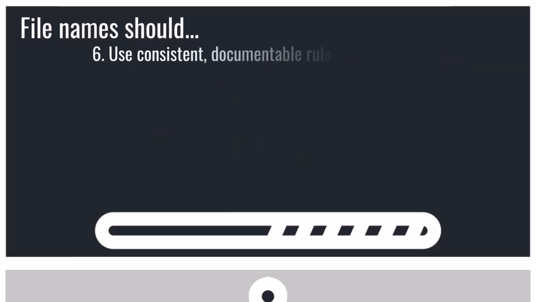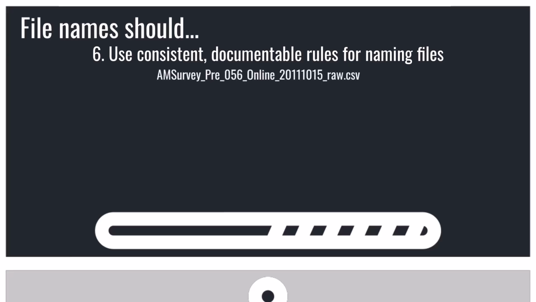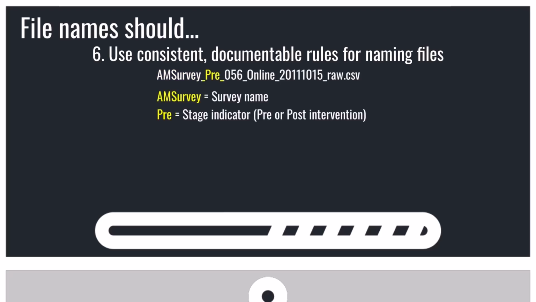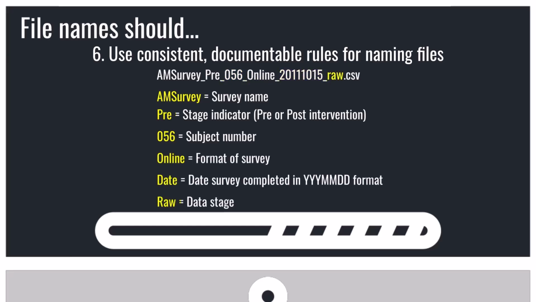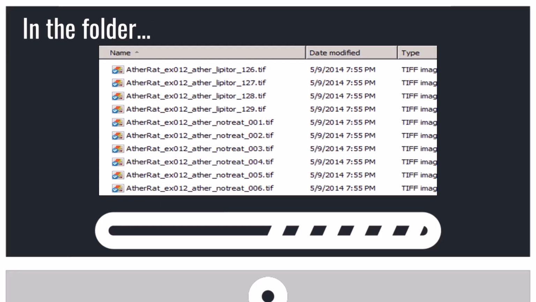Finally, if you use consistent, documentable names, it will be easy to parse what is in each file and easier for others to decipher. In this example, the file name contains the name of the survey given to subjects, the intervention indicator, subject number, format of the survey, date the survey was completed, and stage of data processing. Using a system like this results in a folder that sorts well, and in which it is relatively easy to pick out the different conditions or experiments.